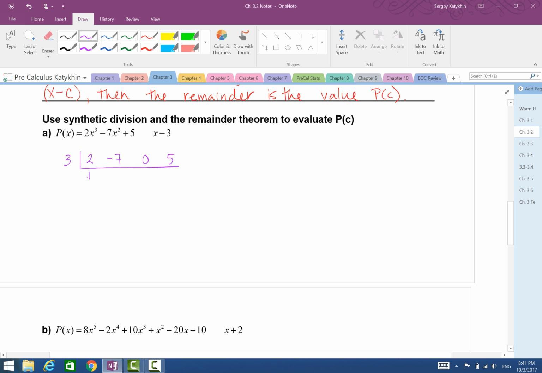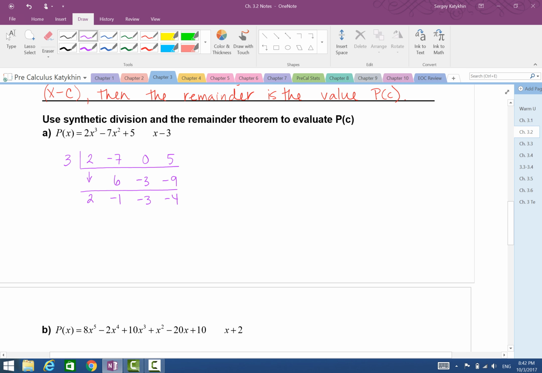So bring down the 2, which gives me 2 on the bottom. 3 times 2 is going to be 6. Add the two numbers together gives you negative 1. 3 times negative 1 would be negative 3. 0 plus negative 3 would be negative 3. And then 3 times negative 3 would be negative 9. And then 5 plus negative 9 is actually negative 4.